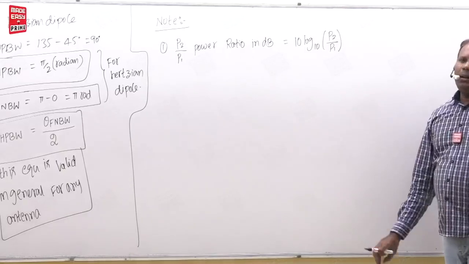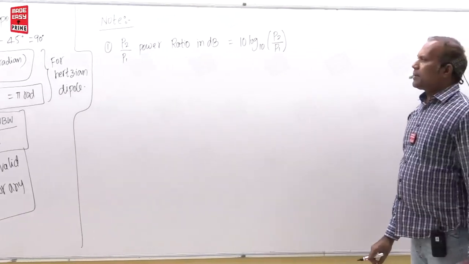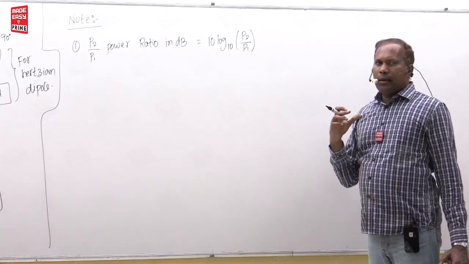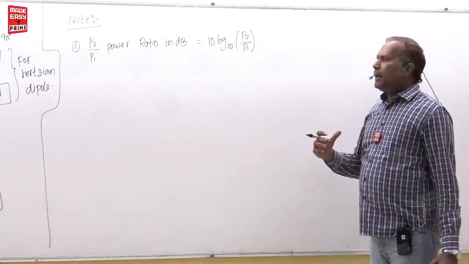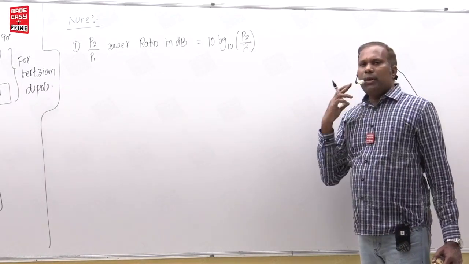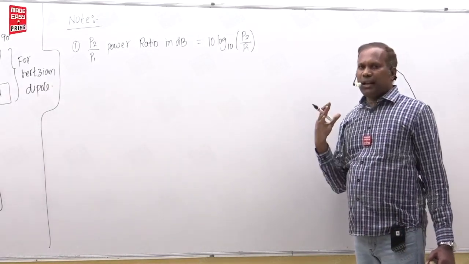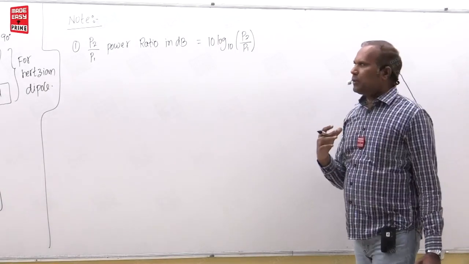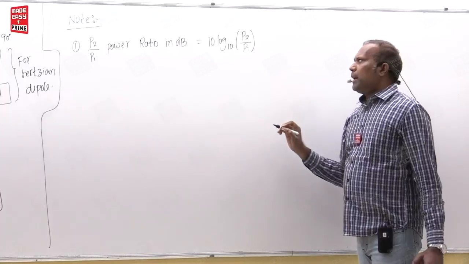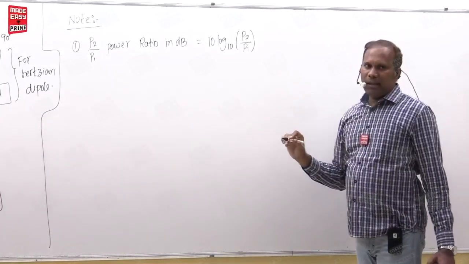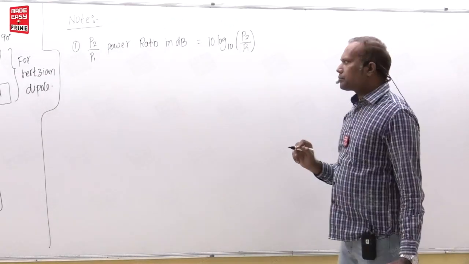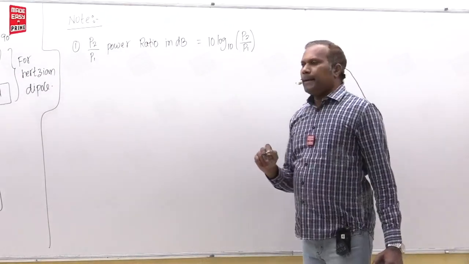Maybe one line I am telling, why take decibels? Because human beings hear in decibels. Human beings, while hearing, actually hear in bels. Bel means log of P2 by P1 is called a bel. Actually multiply with 10, then it is decibel. Anyway, that is one thing.